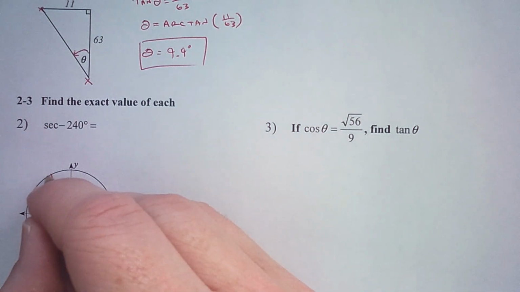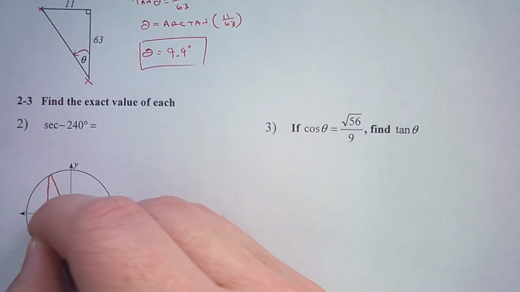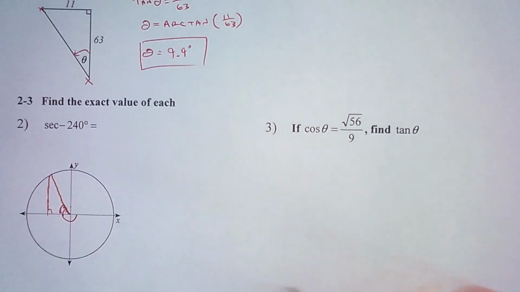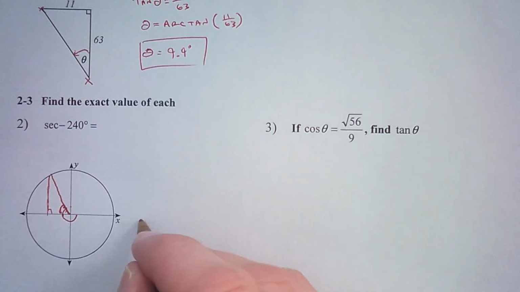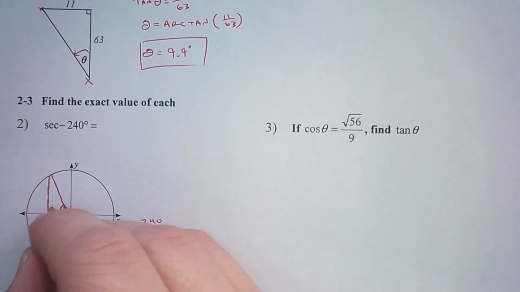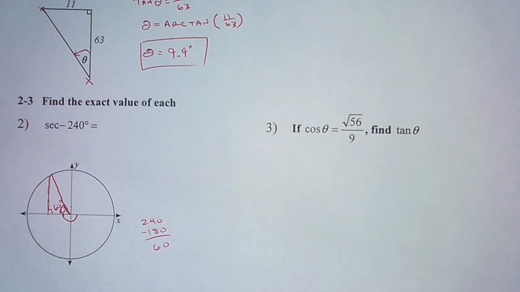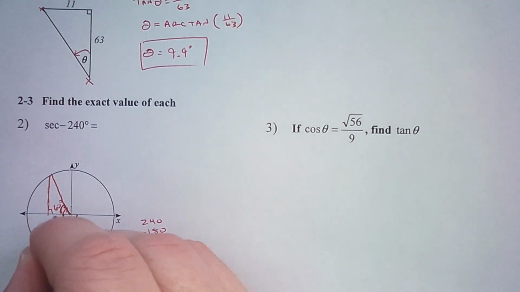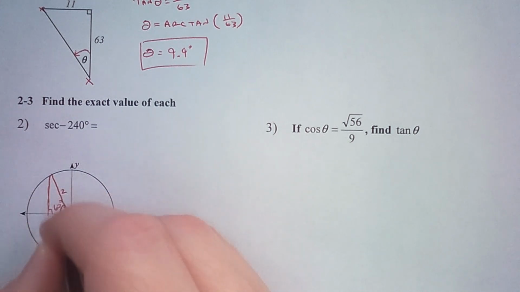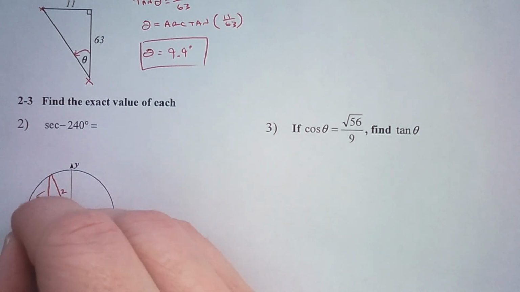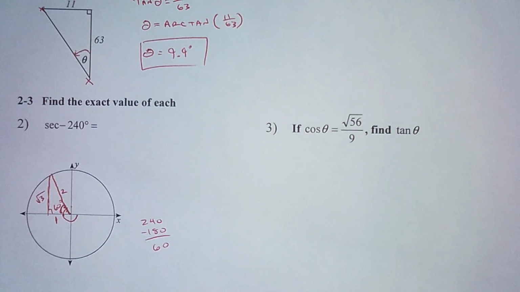Okay, so we need the reference angle, so we're going to make a right triangle here, and we need this reference angle measure. Okay, so to get that reference angle measure, we'll do 240 minus 180, and that is 60. So we have a 60 degree reference angle here. So on a 30, 60, 90 triangle, we have 1 for the shortest leg, 2 is the hypotenuse, and the longer leg is the square root of 3.